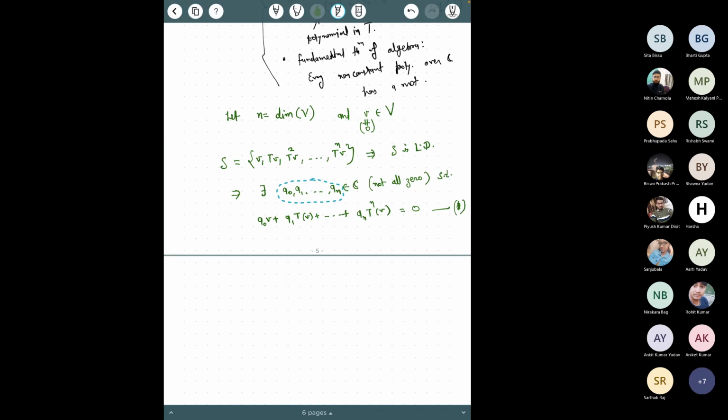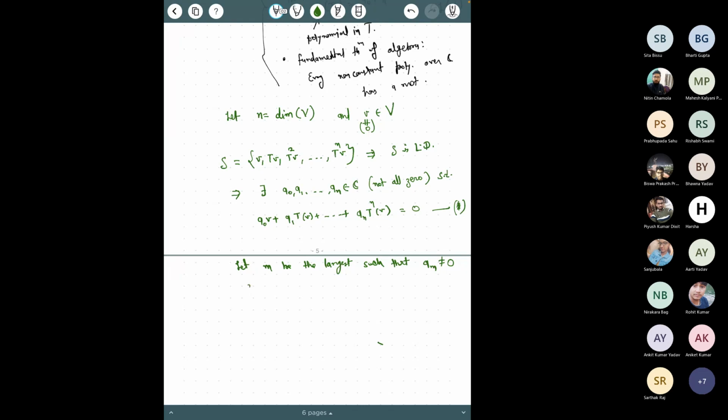So I can take m to be the largest integer such that am is not 0. I know that not all of them are 0, so I choose m to be the largest index such that am is not 0, but the rest, am+1 and so on, are 0. I'm choosing the largest one which is not 0. And then consider this polynomial now.